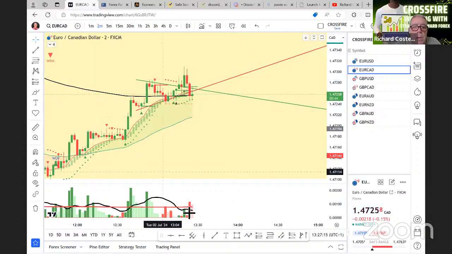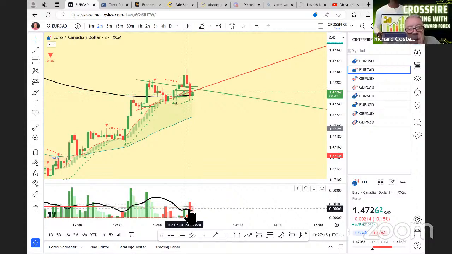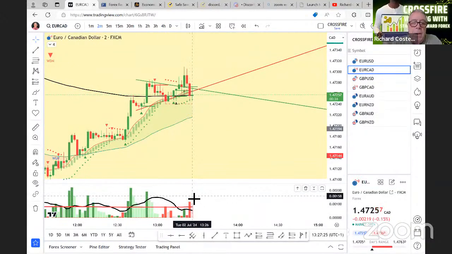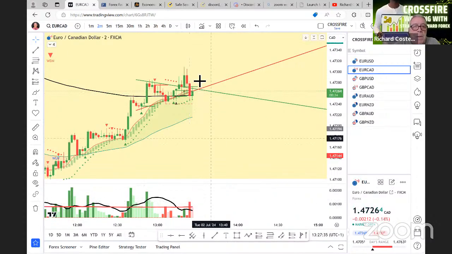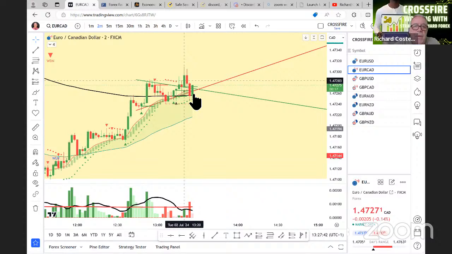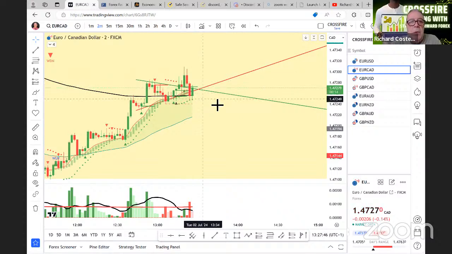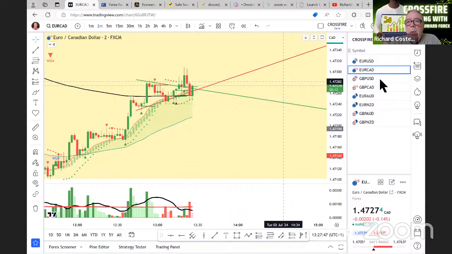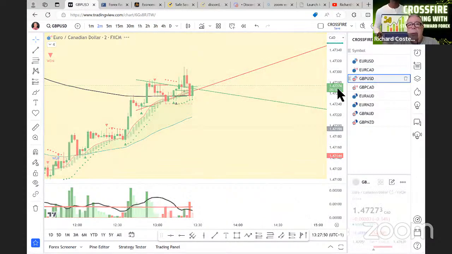So I'm also looking at the Waddah Attar, and you can see that the black line is below the red line. I like it to be above the red line, and I like it to be pointing away from the red line. And I want the histogram to be either a dark red or dark green, and to be above the black line. So that's all what we call consolidation. Price is just moving up and down, very close to the 200 moving average. It's not really going anywhere. So we'll look at the other pairs.